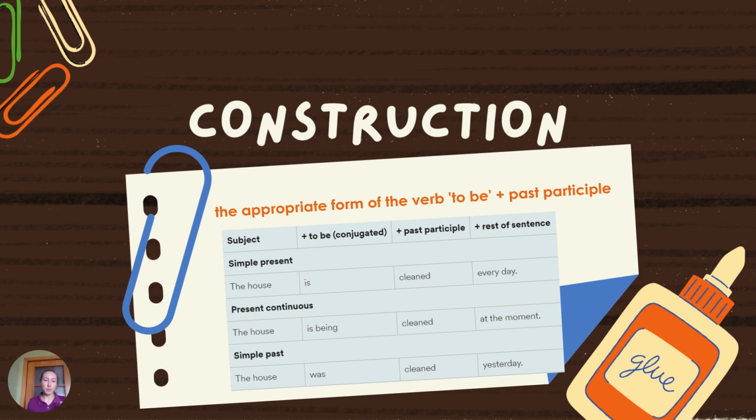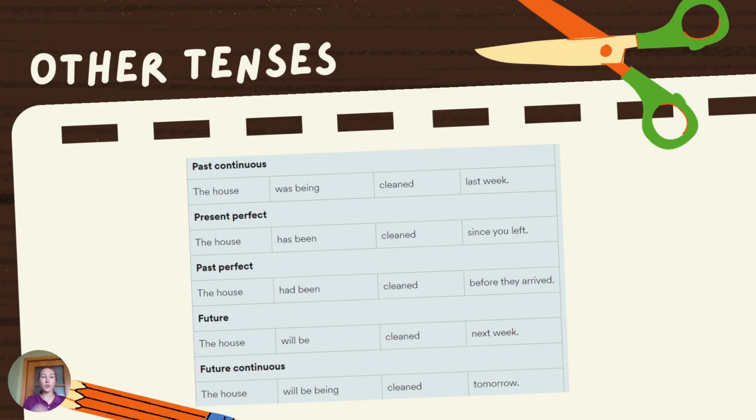Simple past, the same sentence but in another tense. We have somebody cleaned the house yesterday. It means that if we have cleaned, somebody cleaned the house, then the object, the house, will now be the subject. The house was cleaned yesterday, because the past form of to be is was. We know that already. Okay, let's go to other examples in other tenses. We've also got past continuous: the house was being cleaned last week, because somebody was cleaning the house last week.